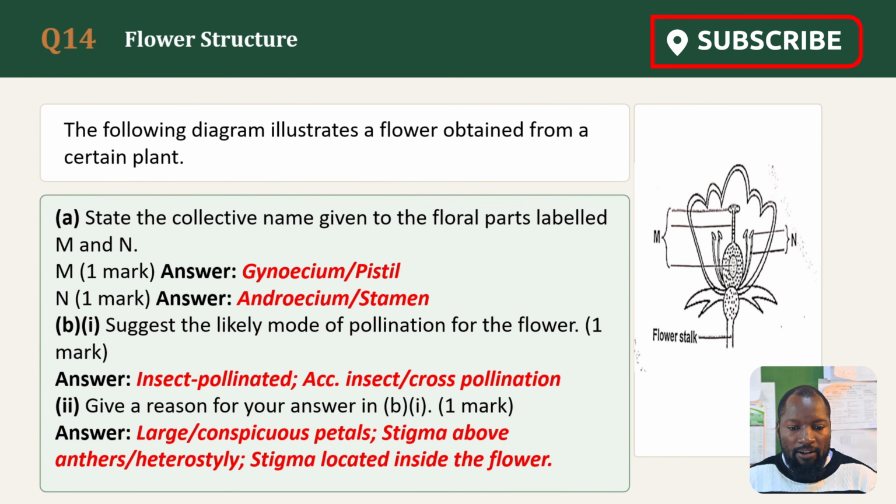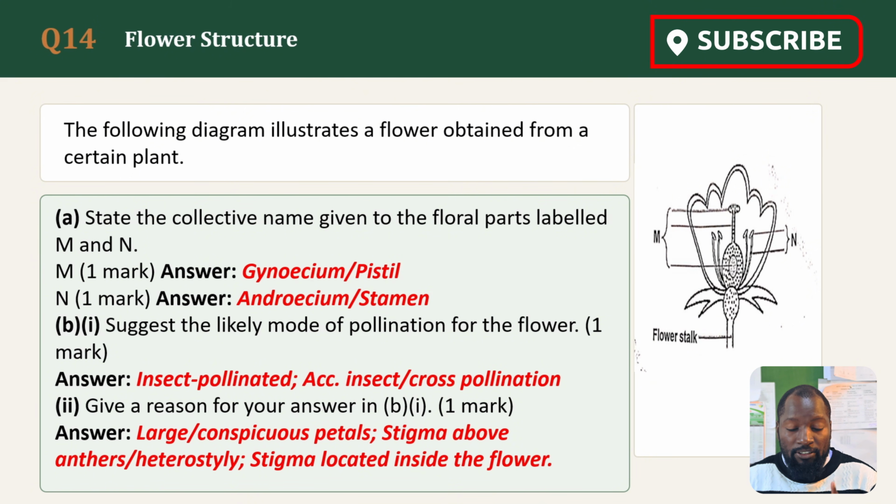Now when looking at this flower, the way it is, you can suggest that it is an insect pollinated flower. Why? Because you can see the floral parts. We can't say they are bright because the paper is not colored, but looking at the stamens, they are all inside. Looking at the stigma, they are all inside, and then the floral parts are outside. Definitely this one is an insect pollinated flower.